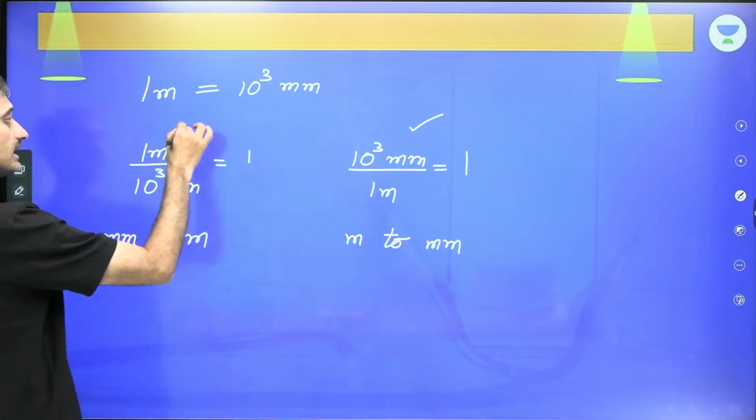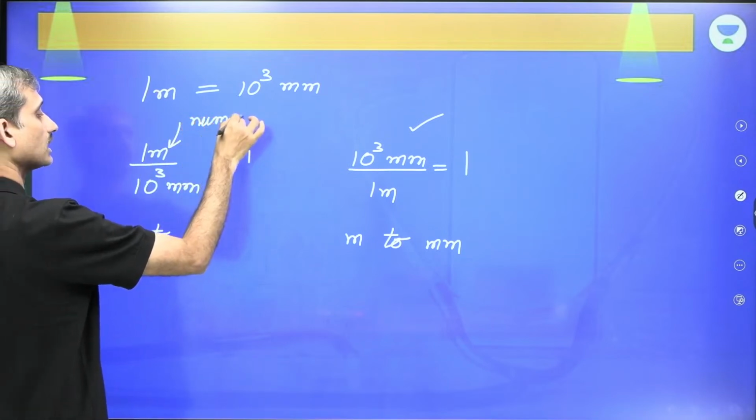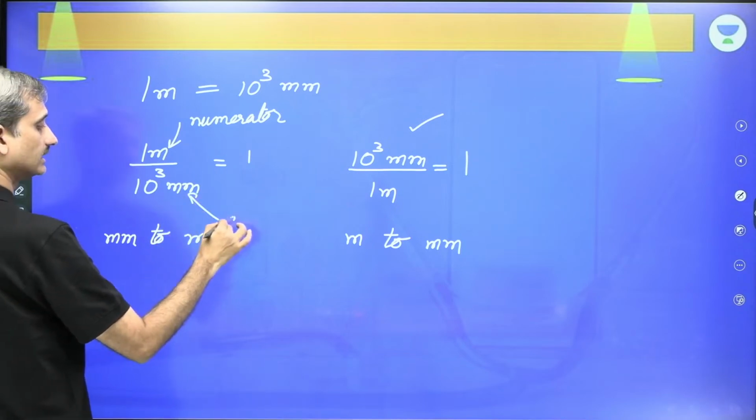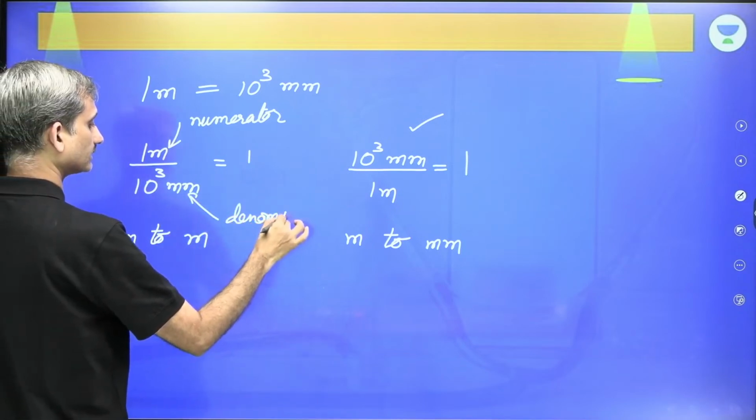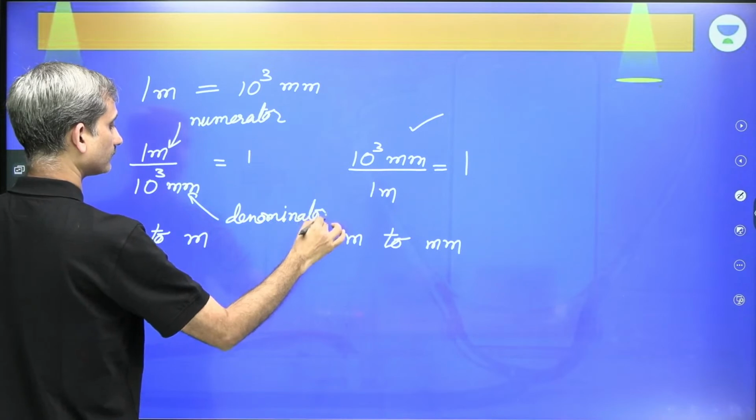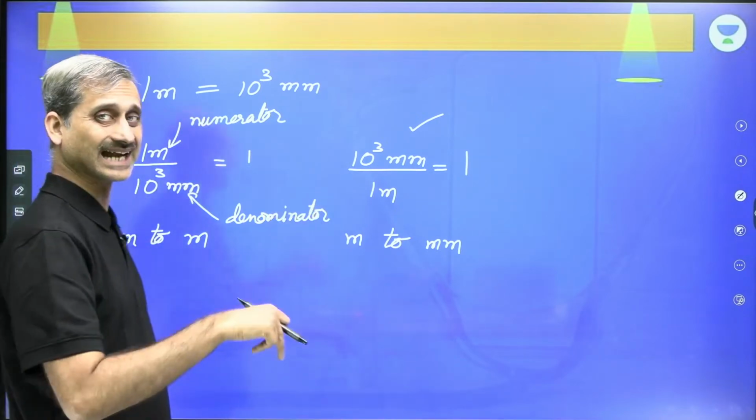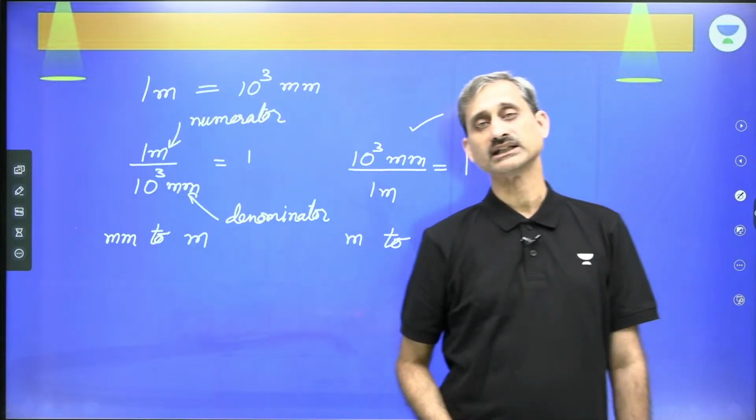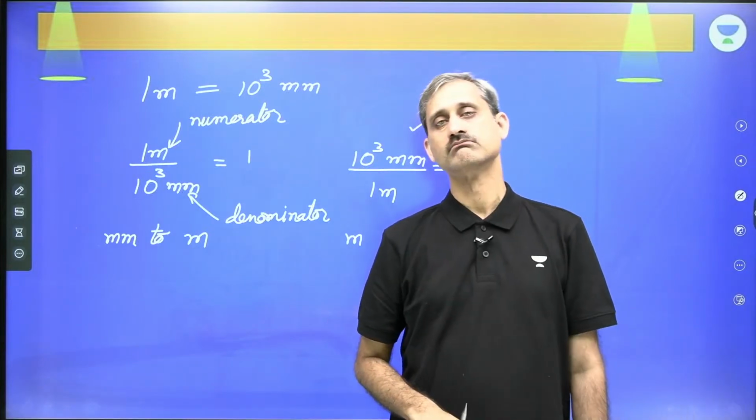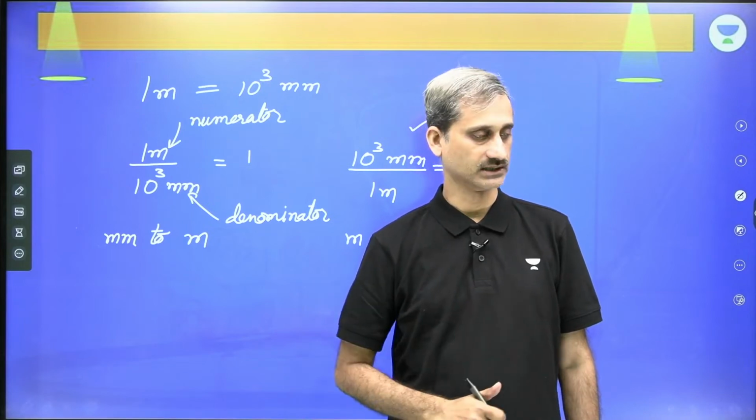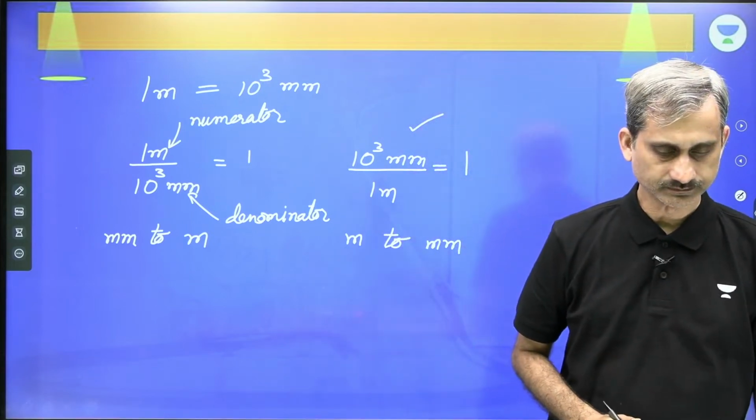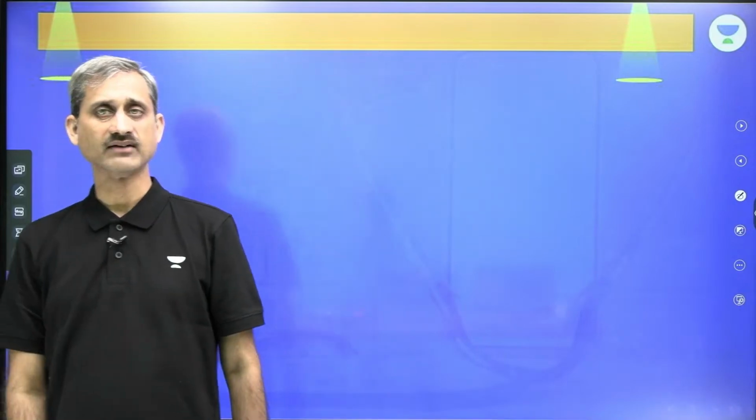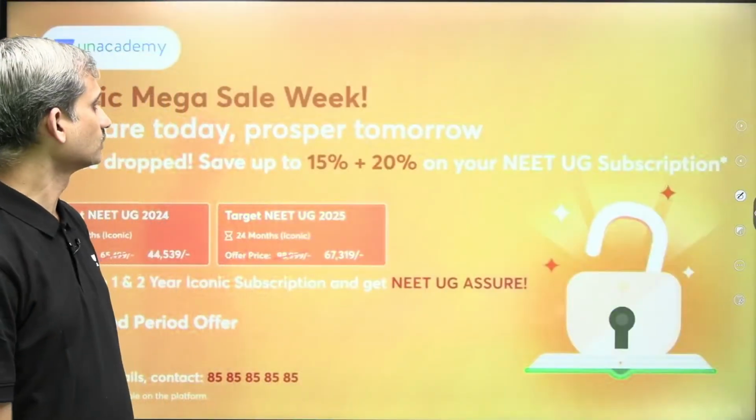meter is to be in the numerator, while millimeter is in the denominator. The quantity that I need should be the numerator, and the quantity which needs to be converted must be in the denominator. Is that very clear? So that is what we have as a simple thing called the conversion factor.